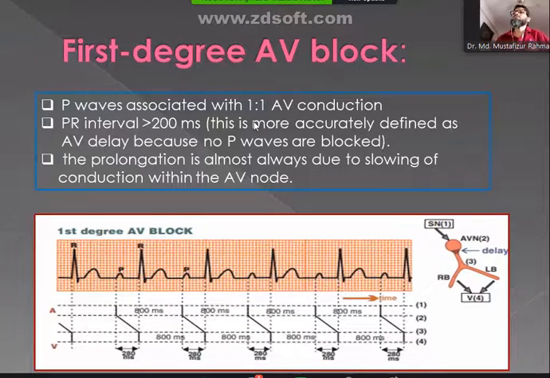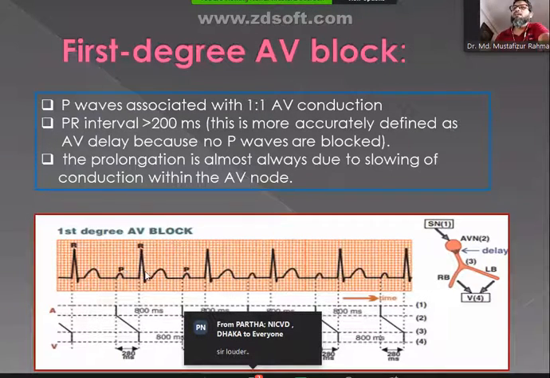So let us see the first degree AV block. This is very simple. That is 1:1 conduction. Every P wave is followed by a QRS complex. Only the PR interval is prolonged, that is, more than 200 milliseconds.